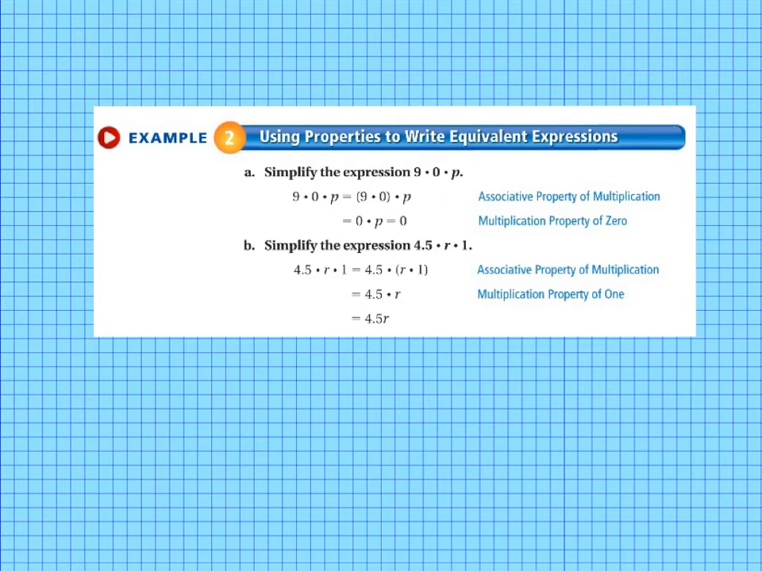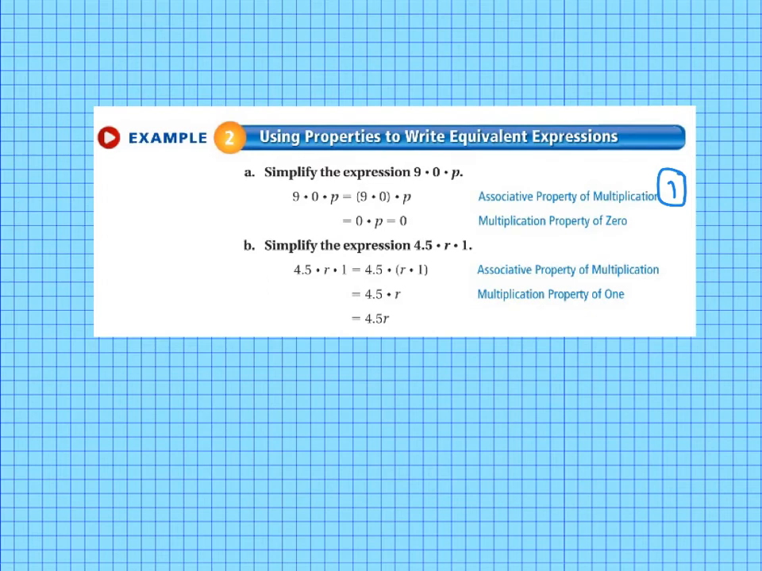Let's move right along to example 2. We are going to use properties to write equivalent expressions. Letter A, we're going to simplify the expression 9 times 0 times p. So it says we're going to use the associative property of multiplication. So we group the 9 times the 0, and then we leave the p outside the parentheses. So that's our step 1.